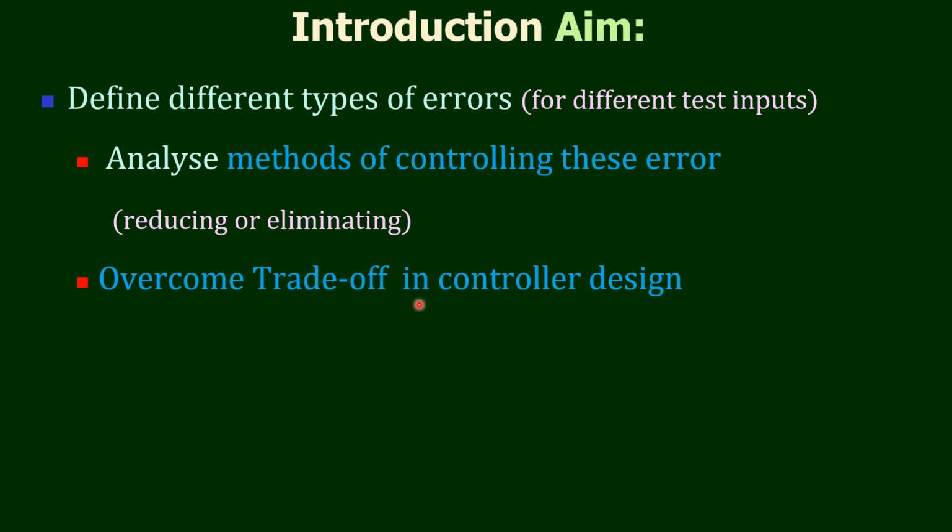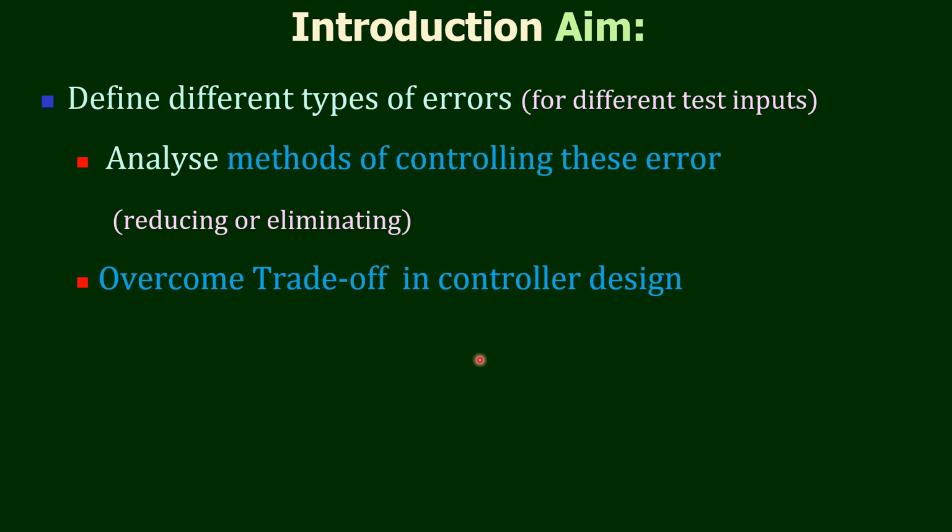Trade-off: normally, if we improve the steady state error of the system, during that effort it is possible the closed loop system may become unstable. So it is a trade-off: when we improve one performance index of the closed loop, another goes toward the negative side. There is always a trade-off because the requirements are contradictory to one another.